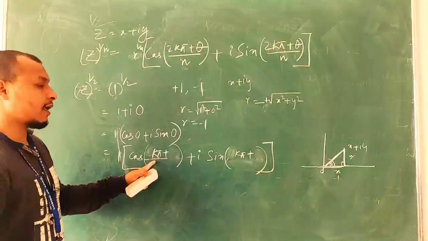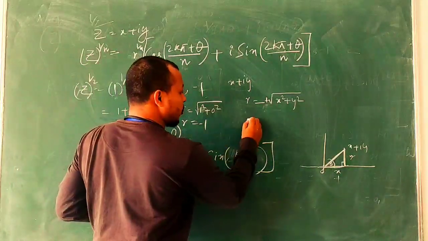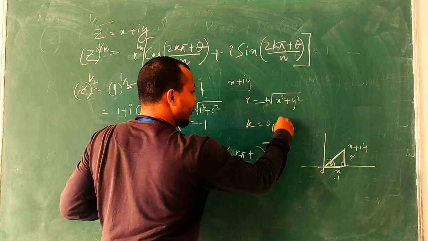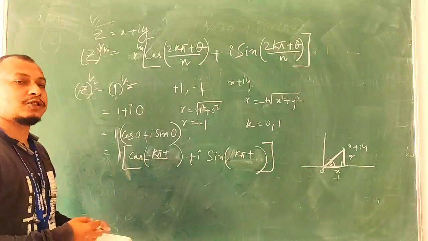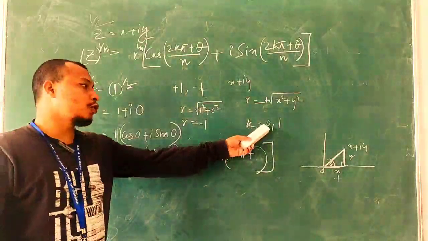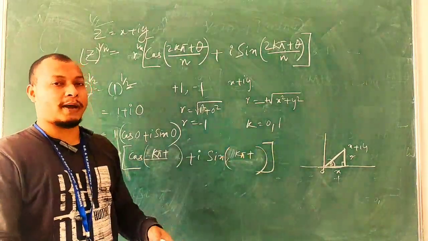Now, what is our k? Because our n is equal to 2, k will go up to what? 0 and 1. So we are going to find the root for k is equal to 0 and k is equal to 1. So we put k as 0 and get one root, and put k as 1 and get another root.